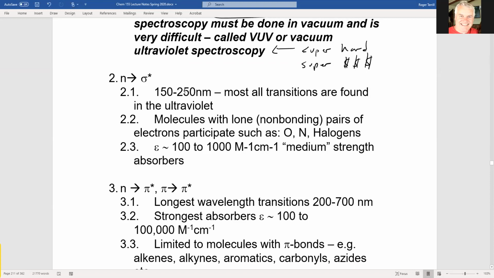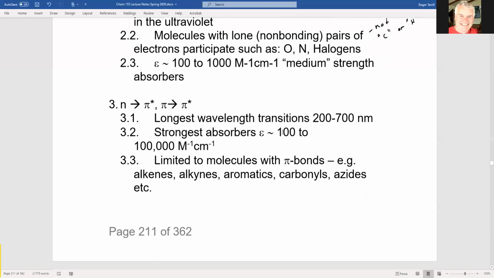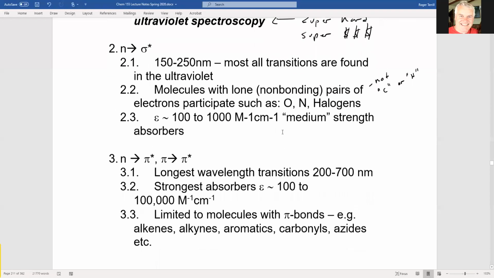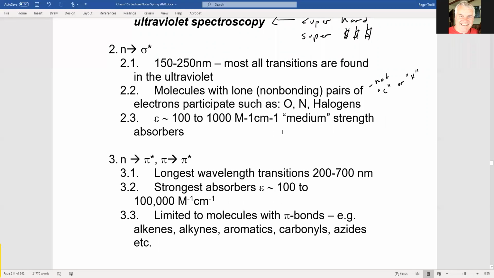To have an n to something, you have to have a non-bonding pair. So you're talking about oxygen and nitrogen and halogens, right? So just generally not carbon, and not hydrogen, right? So if you have a hydrocarbon, then it will not have any n to sigma star type transitions. It will not have n to pi star or pi to pi star. It will only have sigma to sigma star, actually. n to pi star and pi to pi star are strictly for molecules that are unsaturated, right?